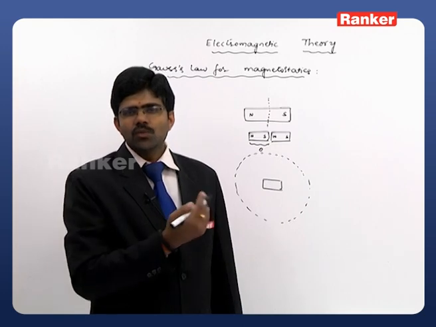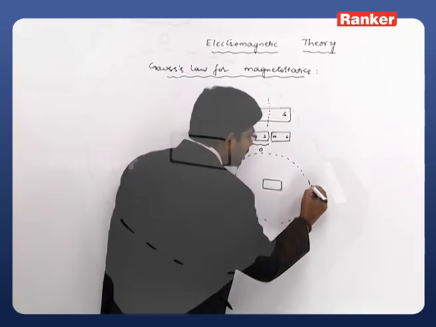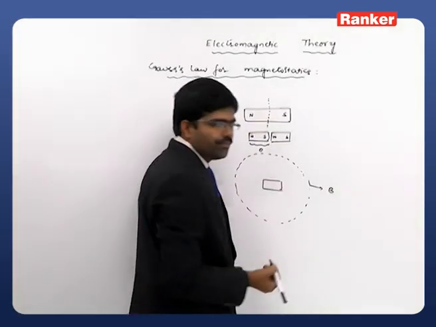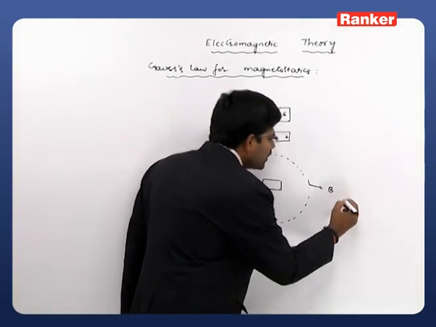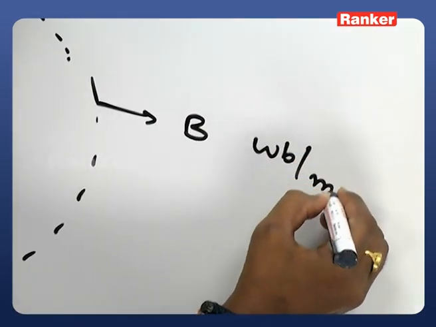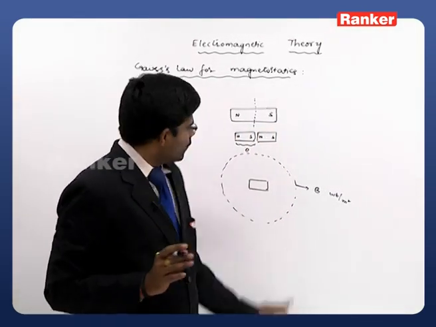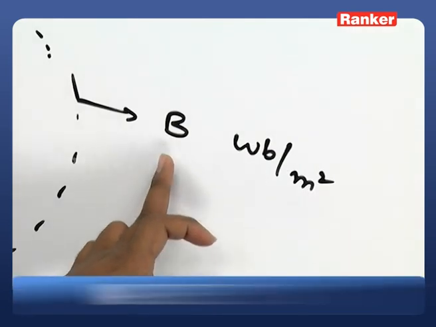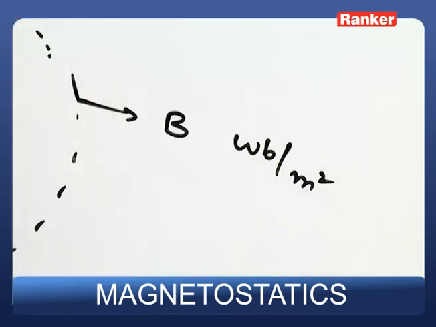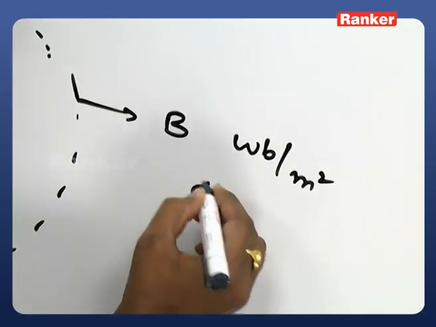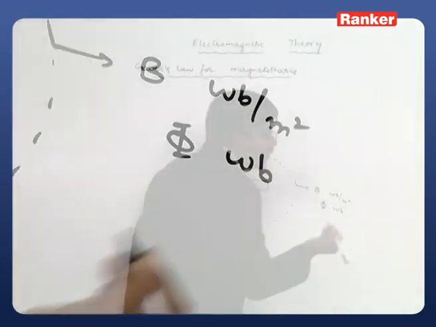Here is a new term we are going to learn: the magnetic flux density, denoted with the symbol capital B. This is also a vector. This capital B is the magnetic flux density, and the units are Weber per meter square. Later I will give you the comparison between magnetic fields and electric fields. For the time being, remember that B is a vector, the magnetic flux density, represented in Weber per meter square, and the magnetic flux will be represented as phi. This is our magnetic flux and the units are Weber.